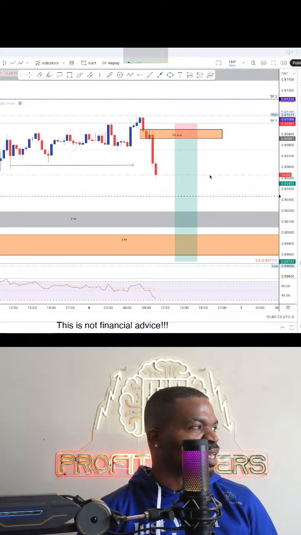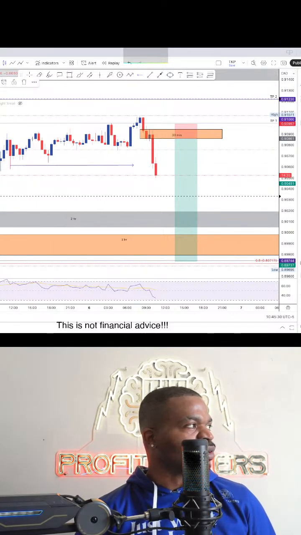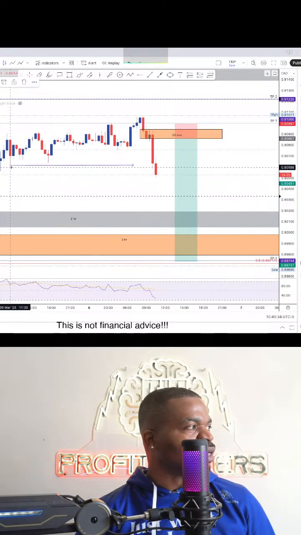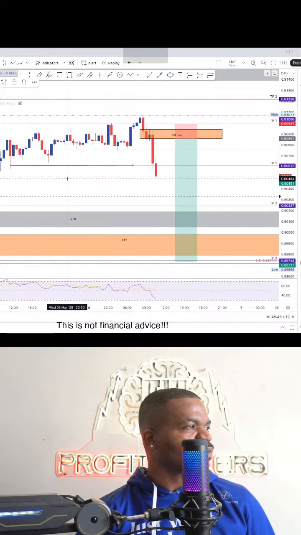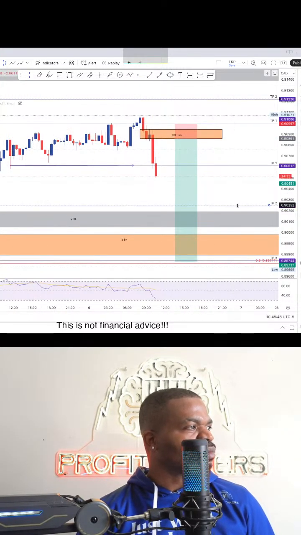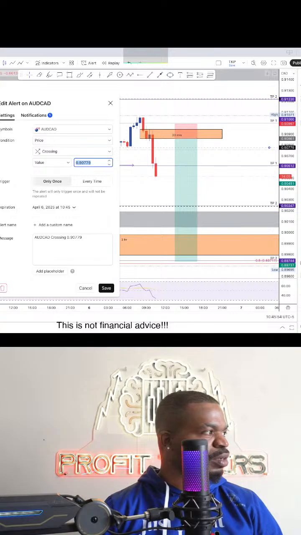Let me get these targets up here on the screen so you guys can see those as well. It's TP3, TP1, and this will be TP2. Set an alert right here to let us know when price is heading towards our entry.